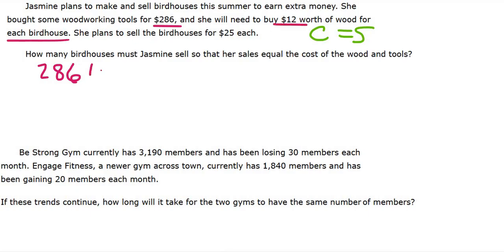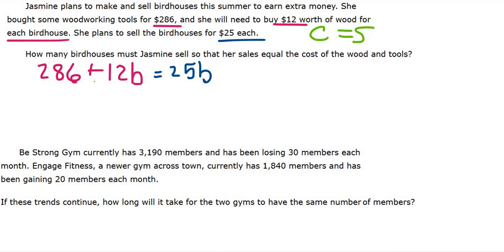So this is plus 12, we'll say B for birdhouse. So that is our cost. And then our sales, she gets $25 for each birdhouse that she sells. So this is our setup, and now we have to go through and solve this.